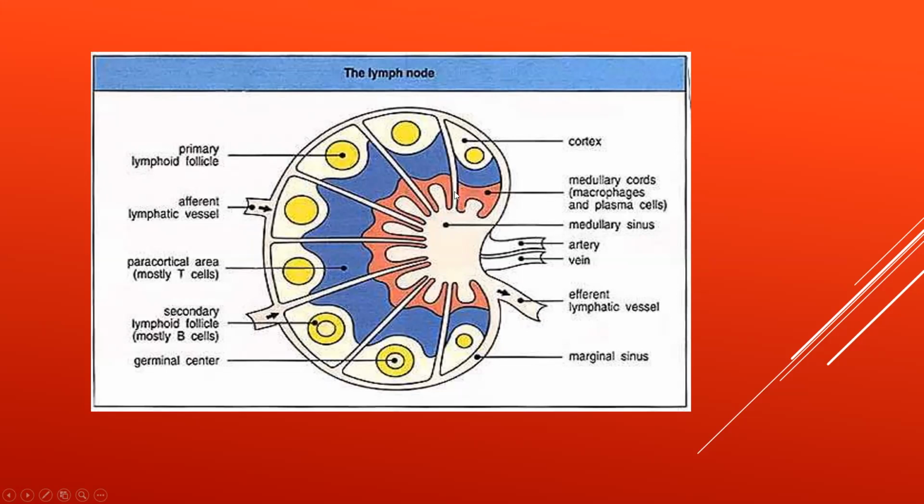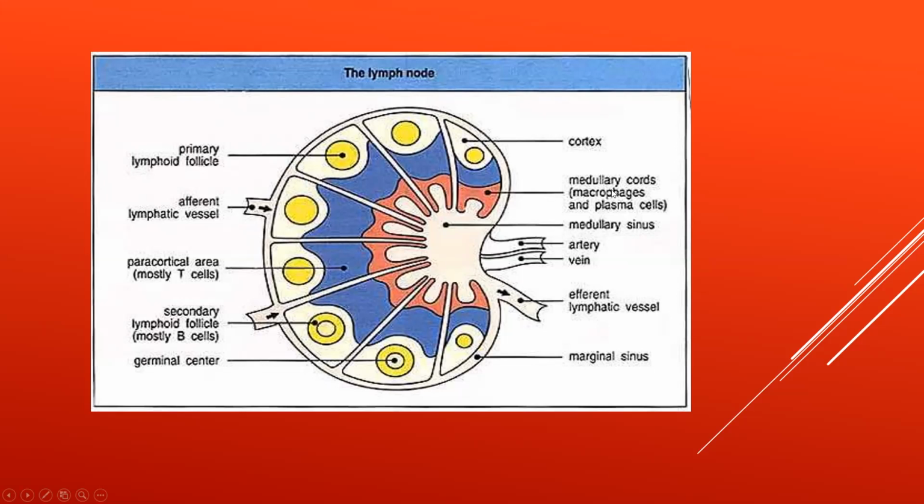So you have here, this is a trabeculae. So this is the capsule, and that's the trabeculae over here. Okay. Then we also have the cortex. So the cortex is this one. And then this is the medulla.